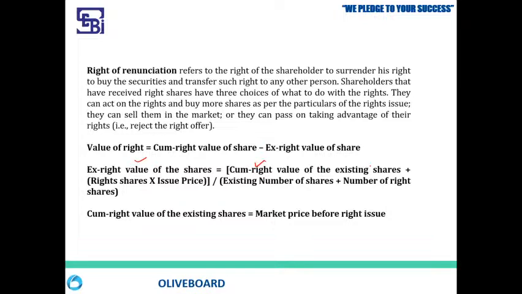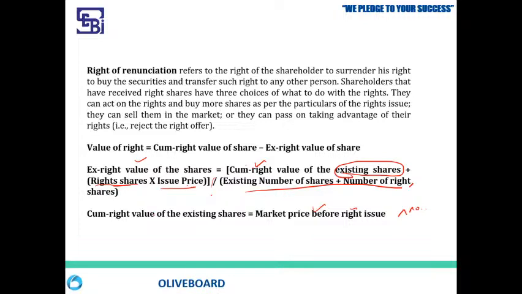Cum right value of existing shares. Cum right means market price before rights issue, multiplied by the number of existing shares you have right now. Plus rights shares multiplied by the rights issue price. So how many shares you are going to issue as right shares, that many shares multiplied by that issue price. Add these two, divided by the total number of shares. Total means the old shares plus the new right shares.